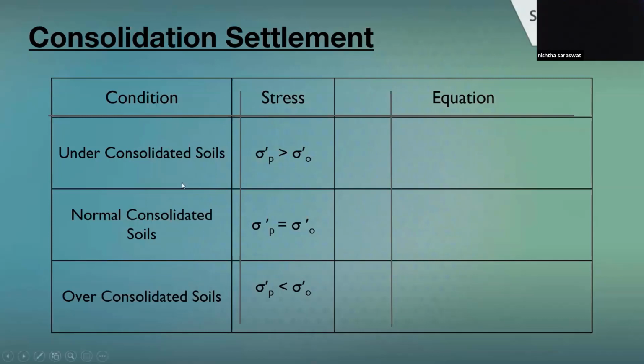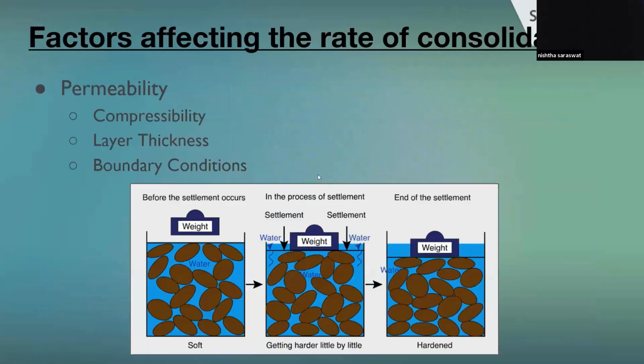On the basis of that we divide the clay soil into three conditions: under consolidated, normally consolidated, and over consolidated soils. For under consolidated soil, my pre-consolidation pressure is less than the existing pressure. For normally consolidated it is the same, and for over consolidated soil it is already more. And this leads to different factors in the consolidation settlement equation, as we know.